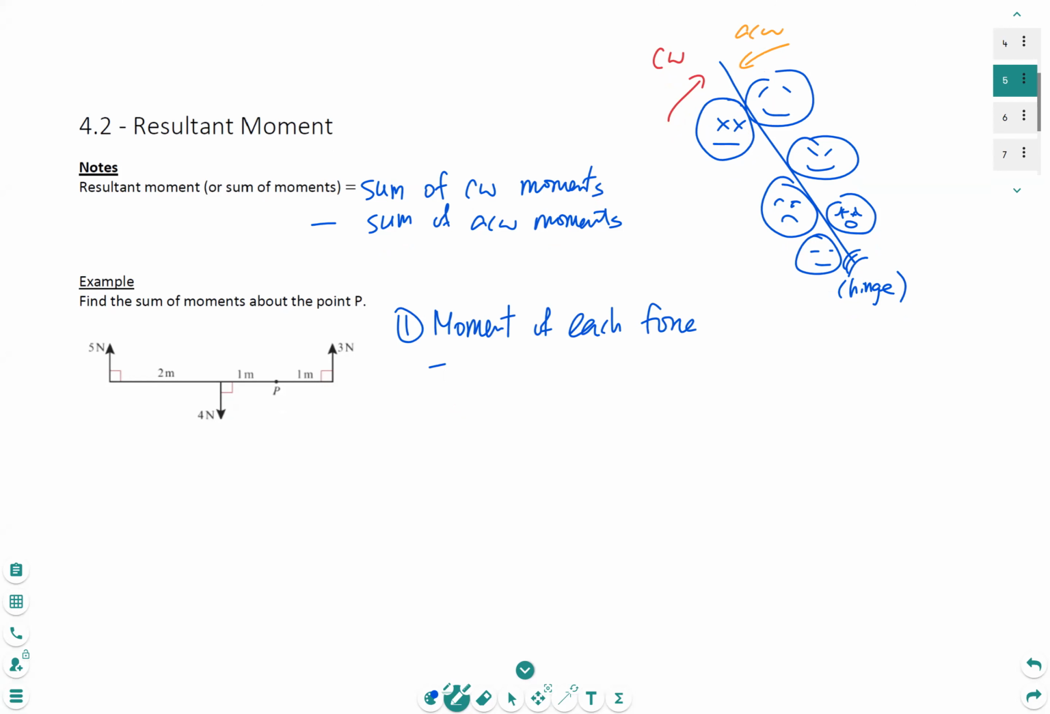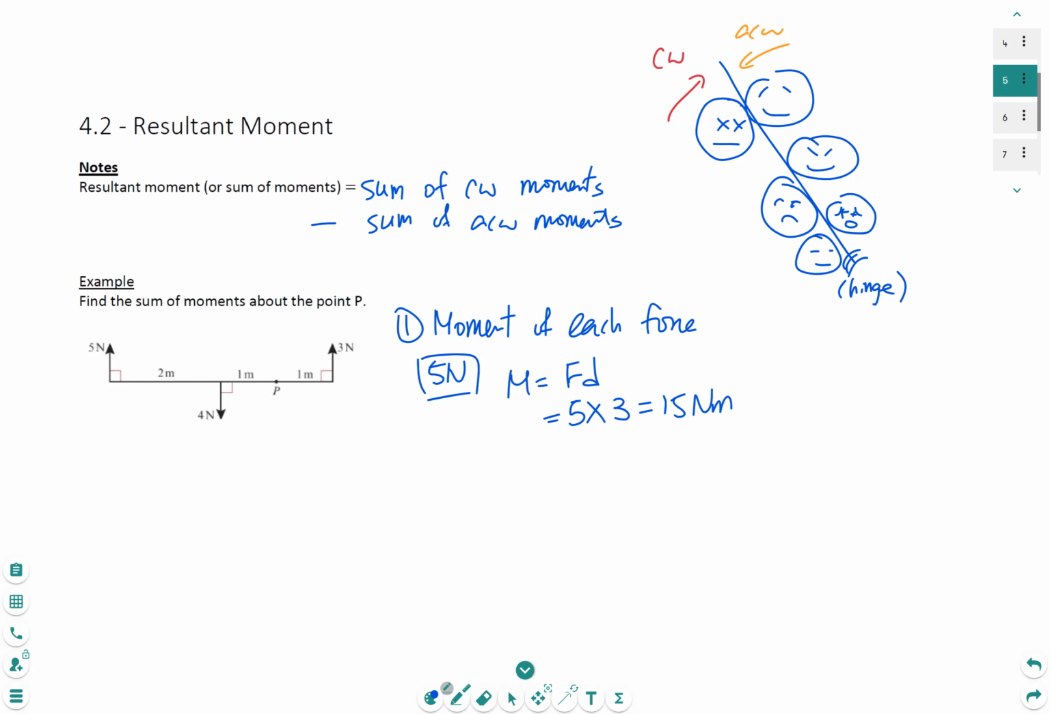So you've got 5 Newton, let's work out 5 Newton. Moment equals force times distance. The force is 5 Newton. The distance, we love to see a right angle because when you see a right angle, that means we can use the distance. It's 2 meters, 1 meter, that's 3 meters. That's 15 Newton meters.